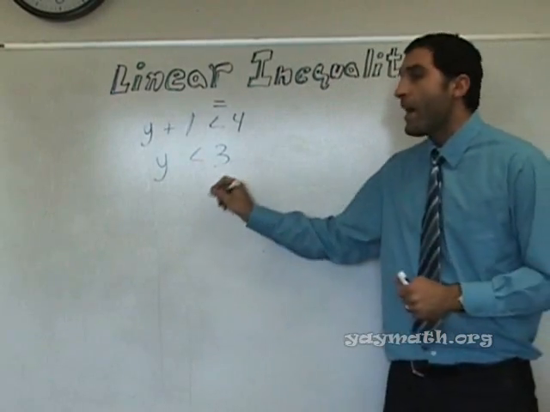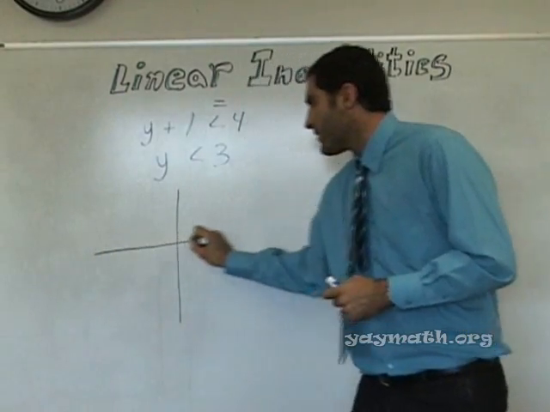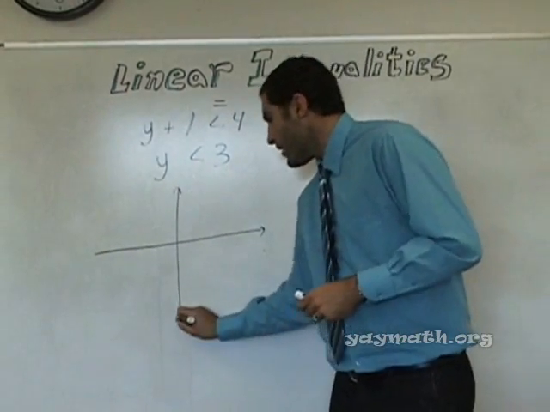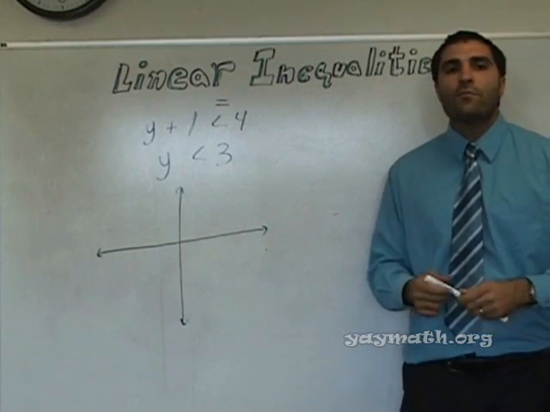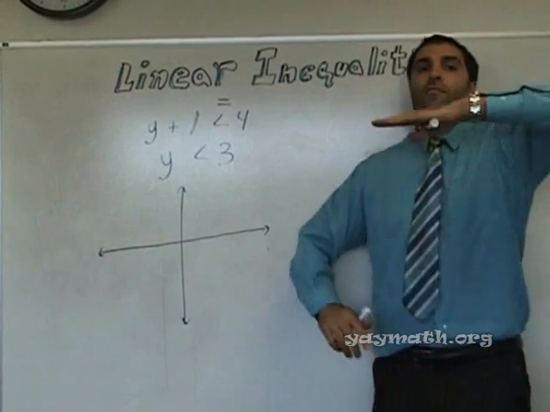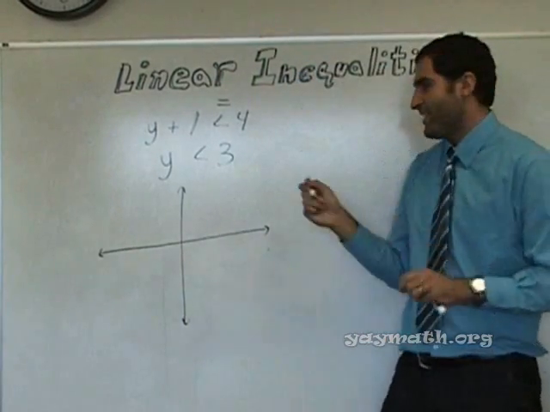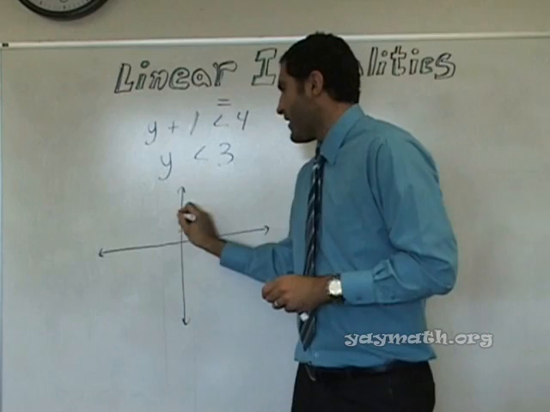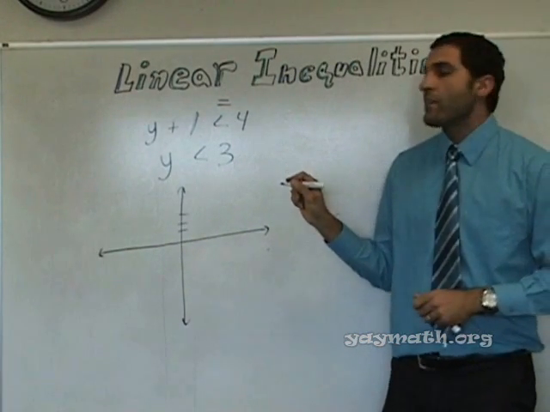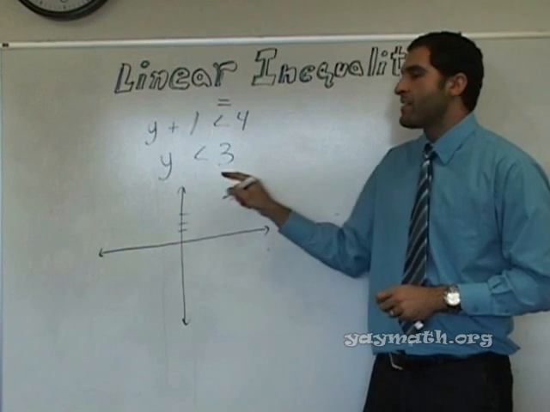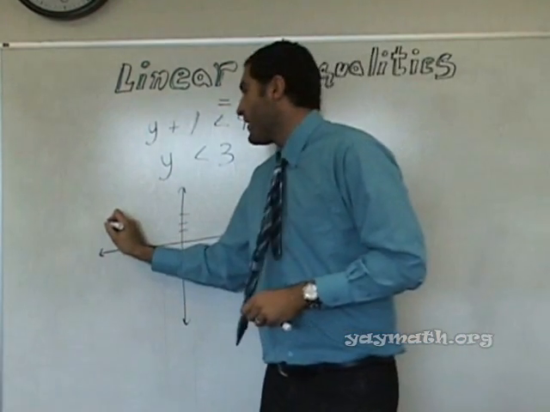Can you graph the line y equals 3? Let's go ahead and do that right here. Good job. And you have graph paper on you. So, y equals 3. What kind of line is it? Horizontal. Very good. So it is indeed horizontal. Now, here's where it changes. We are not going to graph a solid line in this case, because this is not or equals. So we're graphing a dotted line.